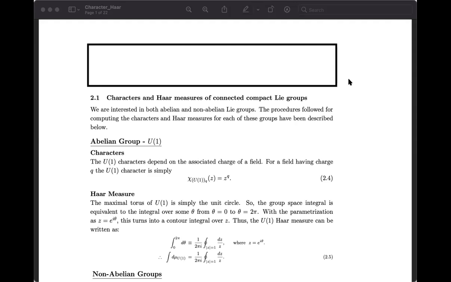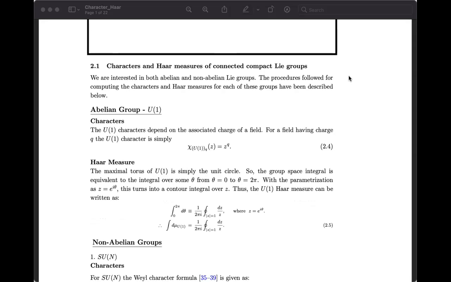So for the abelian group U(1), when we calculate the characters, we basically calculate the characters for the irreducible representation. And we are talking about the Weyl characters, as we have discussed earlier, the definition of the Weyl character and so on. So for a field having charge Q, the U(1) character is simply chi written as z to the power Q. Here z is a complex number which is unimodular. And the Haar measure is basically defined on this torus. The maximal torus of U(1) is simply the unit circle.